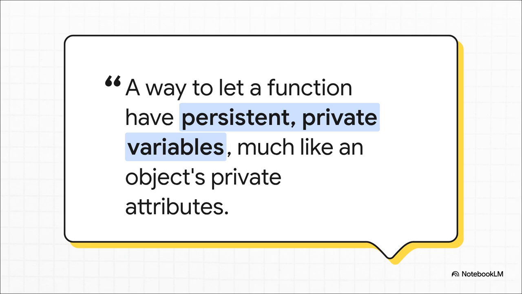Well, the first huge use case is creating private state. You've got to remember, before JavaScript got the class keyword with its private fields, closures were the way to do this. That variable n in our calculator is a perfect example. It's a private variable that only the add and multiply functions can see or touch. Nothing from the outside can mess with it directly. That gives us real, true encapsulation.